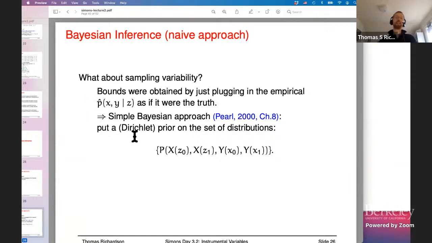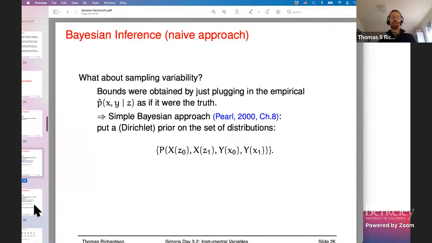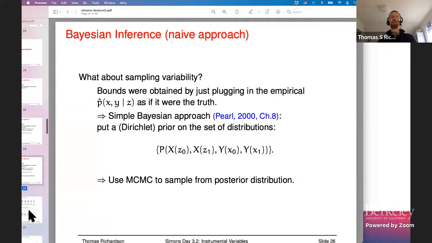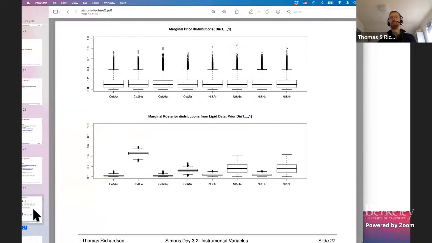So one way to take care of sampling variability is a way that Pearl explicitly advocated in his 2000 book. This is, in some sense, the one part that is statistical, where he's taking into account sampling variability. He says, let's just put a Dirichlet prior on our types, these 16 different types. And then we could use MCMC to sample from the posterior distribution given our observed data. So let's see what happens with this in the case of the lipid data.